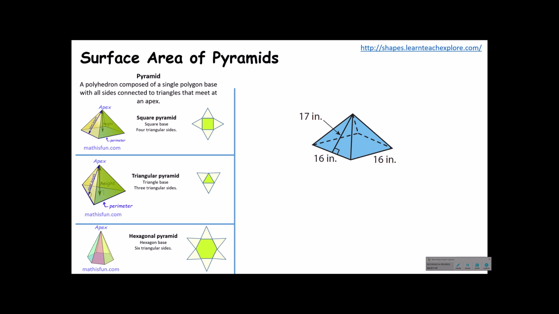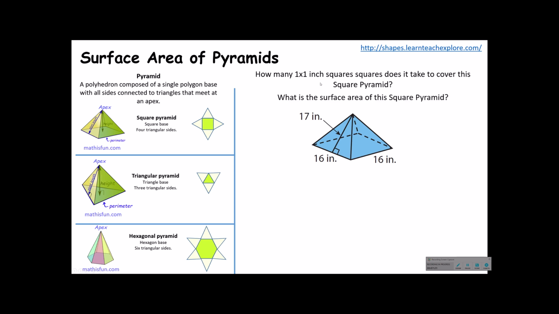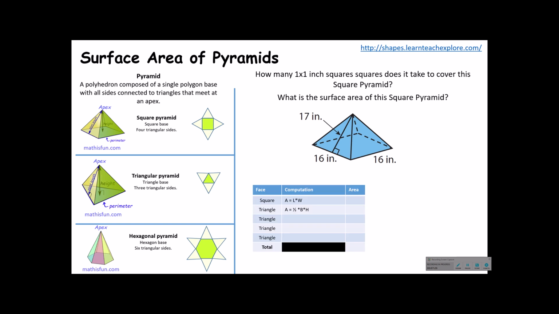Now, just like we've done before, when I see the shape, I do know this is going to be one square and four triangles. So when I ask you to find the surface area, I'm asking you how many inch squares it takes to cover the entire pyramid. Or what is the surface area of the square pyramid? So I'm going to make a table just like I did before. Notice that this time I have a square, which is length times width, and I have four triangles.